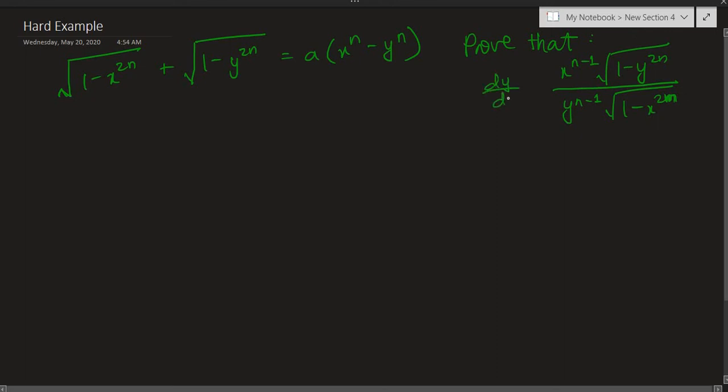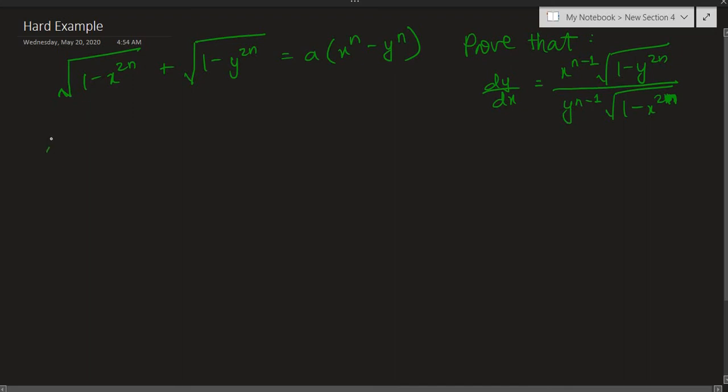the derivative of y with respect to x is going to be this crazy expression. We need to prove this. So we essentially have to prove this. Now how do we start?